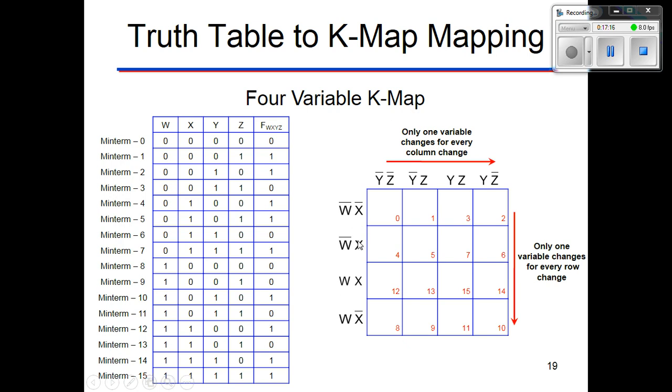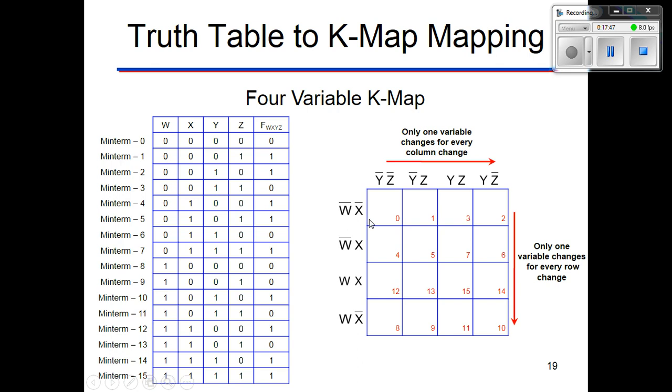Then you take off the bar from the second variable, not W, X. Then the third one always has no bars, W, X. And the last one has a bar on the second variable, W, not X. So over here we have the same thing, not Y, not Z, not Y, Z. The third one always has no bars, Y, Z, and Y, not Z.